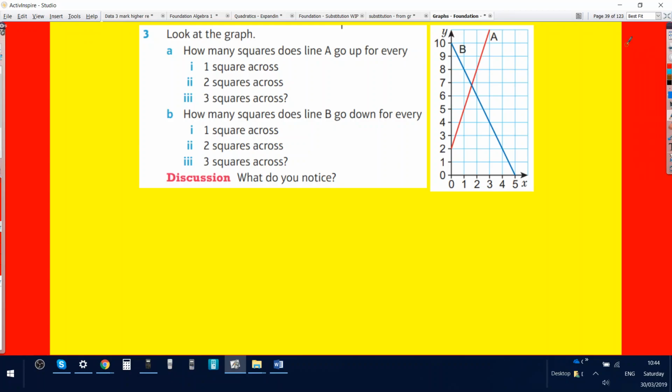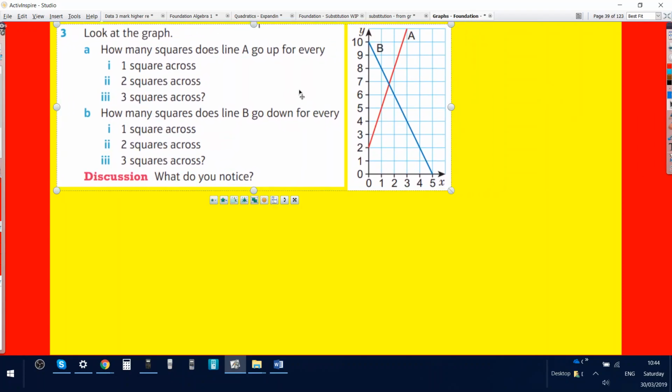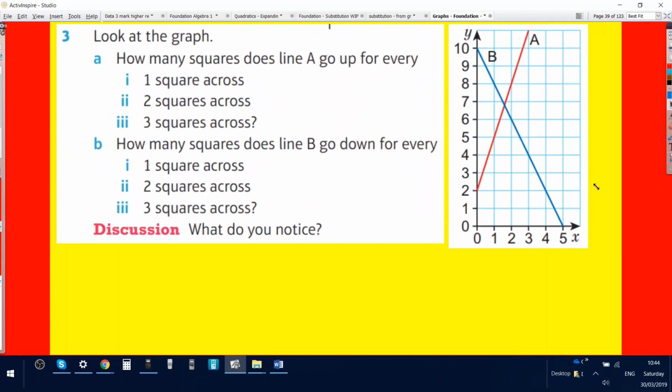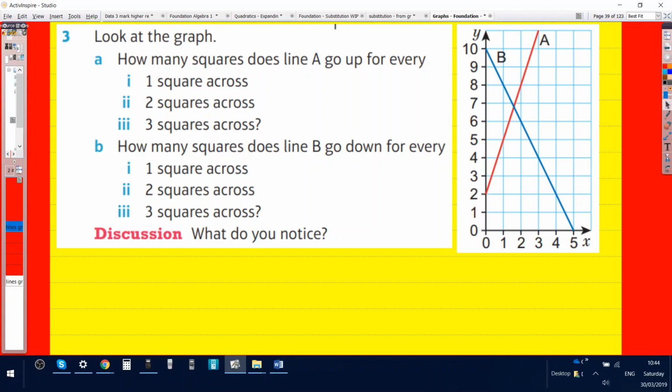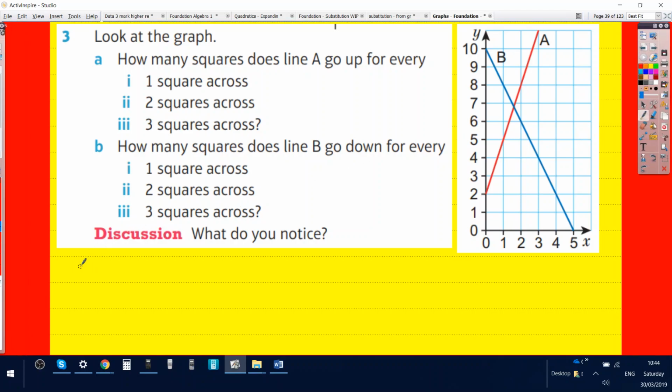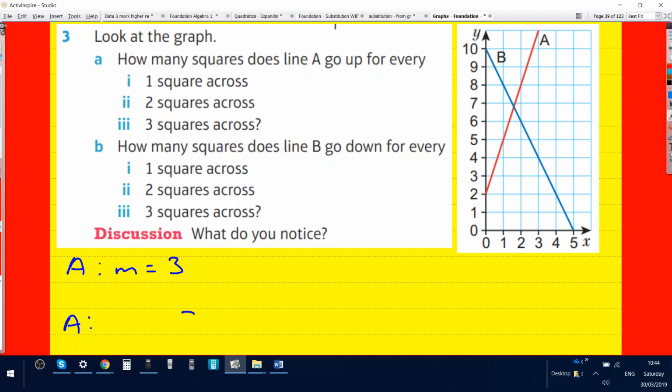Any idea what the gradient of A is? Do you already know that? Is it 3x? 3. Yeah. Do you know what the equation of line A is? So would that be 3x? Yeah. The y-intercept, would it be 2? So you've got 3x plus 2, and it's supposed to be an equation of a line? Okay, so y, is it y? Yeah. y equals 3x plus 2.